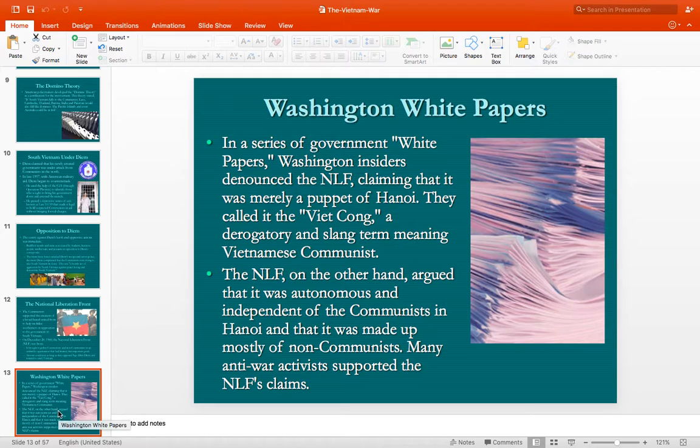In a series of papers inside the U.S., Washington insiders denounced the NLF. They claim it's a puppet regime of Hanoi. They call it the Viet Cong, which was an incredibly derogatory term. The NLF, on the other hand, continued to argue throughout the entire scope of the war that it was autonomous, that it was independent of the communist movement, that it was advocating for a national Vietnam, a unified Vietnam.